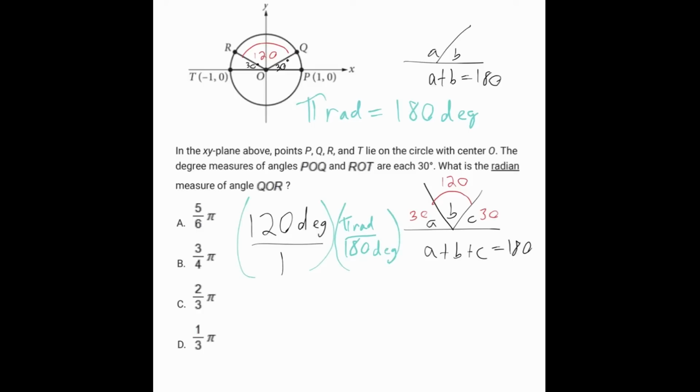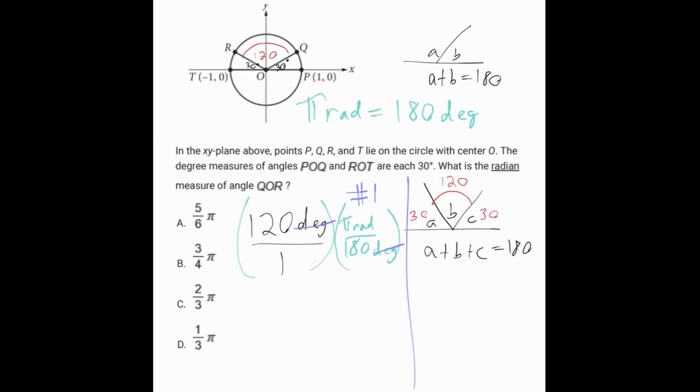By the way, let's put a little line here to separate this out. This fraction is equal to the number 1 because pi radians and 180 degrees are the same thing. When you have a fraction that has equal quantities on the top and the bottom, it's equal to just the number 1. So all we're doing is taking the 120 degrees and multiplying it by 1, so nothing's really happening.